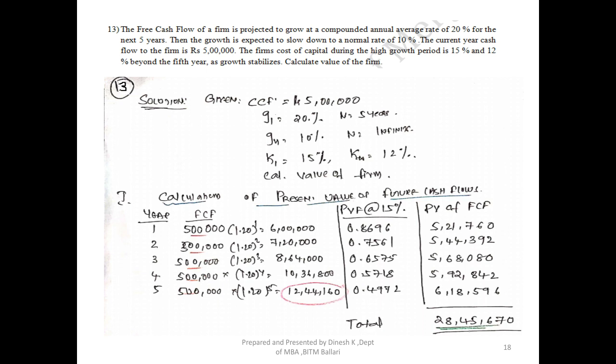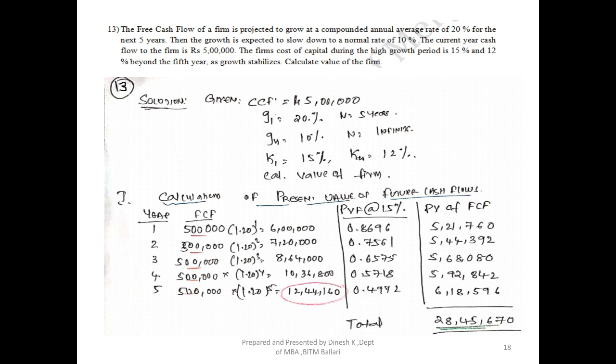Right. So we need to calculate the value of the firm. So we'll apply the present value method and first calculate the future cash flows of the company. First we'll calculate the present value of the future cash flows for the first 5 years. First year, cash flow 5 lakhs into the growth rate of 20%. Similarly, second year 5 lakhs into 1.20 as the growth rate, multiplied by 2. So similarly, we'll get the cash flows of the first, second, third, fourth, and fifth year.